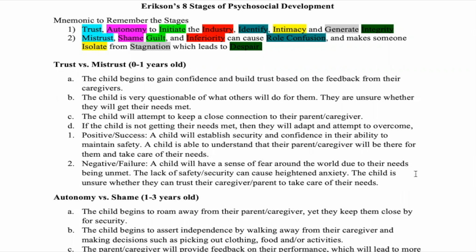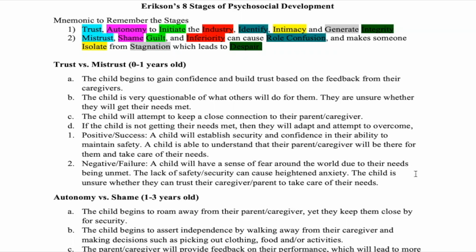Mistrust is where the parent's like, you just got to let them cry it out. It's not a big deal. Just let them do what they do. That is where mistrust is going to be born because the child is like, I'm not sure if my parent and or caregiver is going to take care of me when I need it. So this is where the child will attempt to keep a close relationship to their parent and or caregiver.